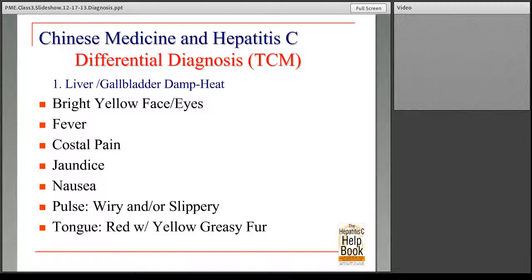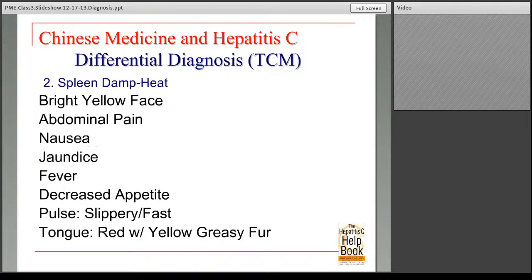However, we have a bright yellow face and eyes, jaundice basically, fever, costal pain, nausea. These are associated with acute hepatitis, whether it's acute hepatitis A or acute hepatitis B, and sometimes acute hepatitis C, although much more rarely. The pulse in this case can be wiry and/or slippery depending on whether there's more dampness or more liver gallbladder involvement. And the tongue can be red with yellow greasy fur.